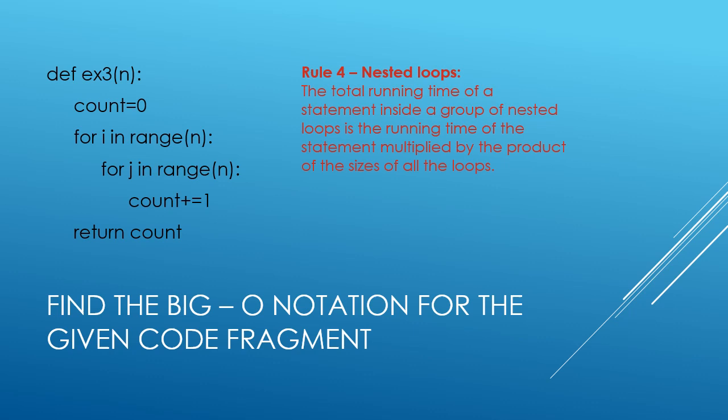Again, I ignore the count equals 0 and return count statements because they are O(1). I look at the count plus equals 1 statement. This is O(1) too, but it is the body of both fors, and each for iterates n times. So I have O(1) into n into n. The code fragment is O(n squared).